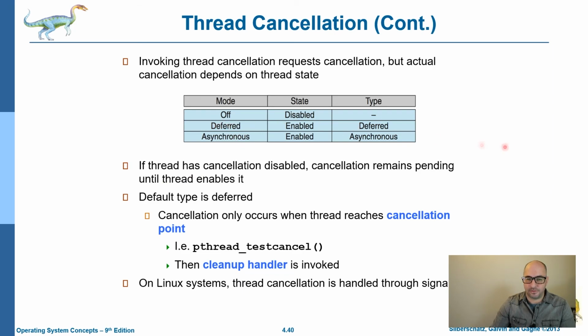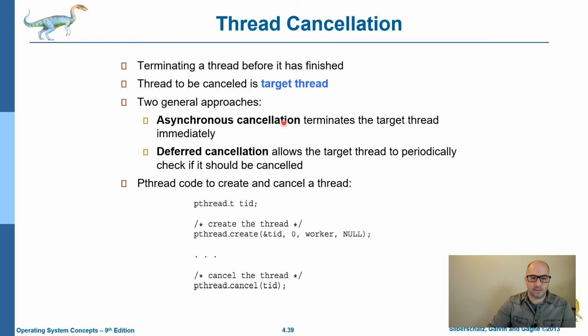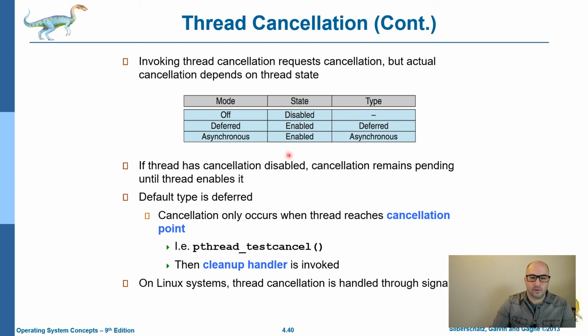The default is deferred, which is set as one of the attributes. Did they set it here? They did not. So you can change this to being disabled, meaning that you can't cancel a thread, it must complete, or you can make it asynchronous, meaning it stops immediately.